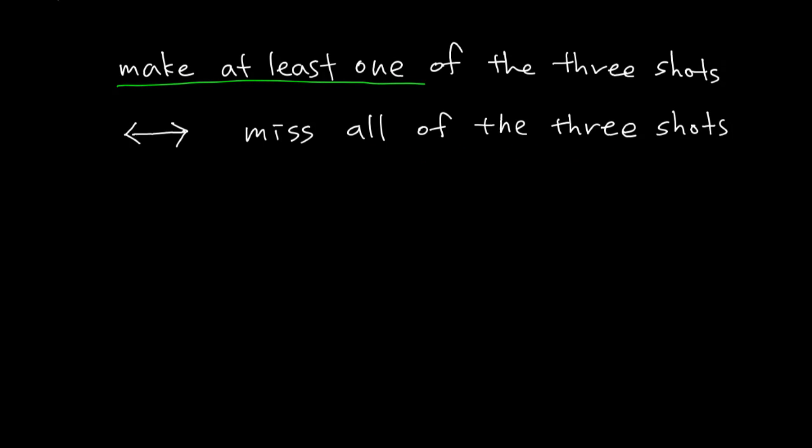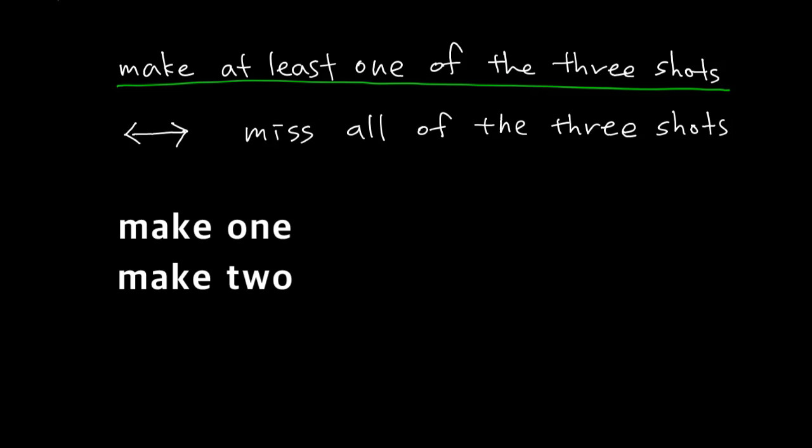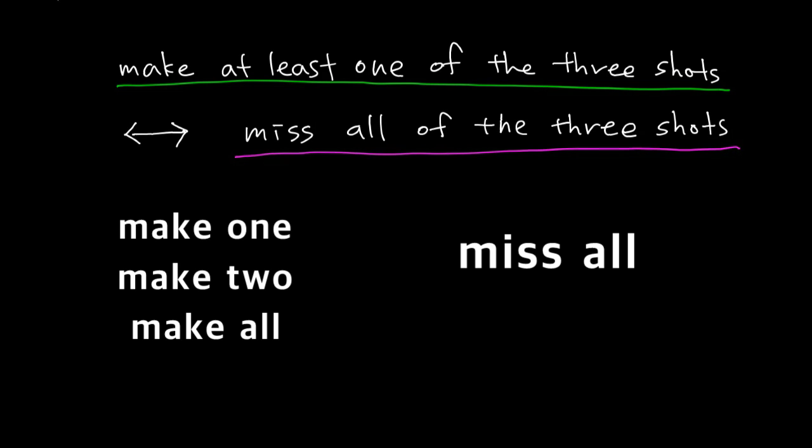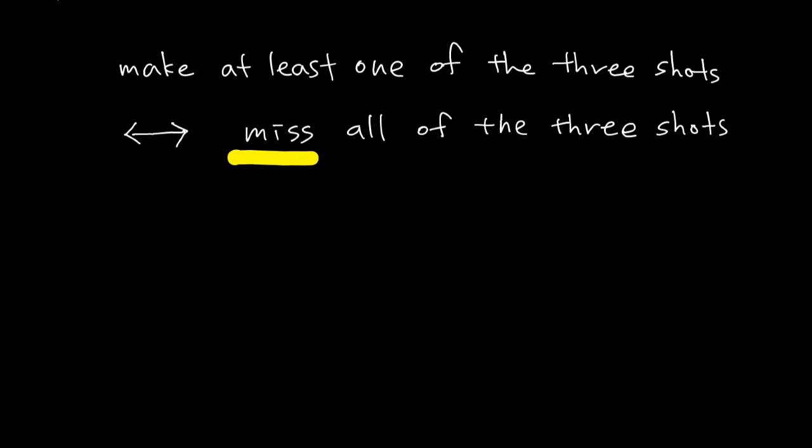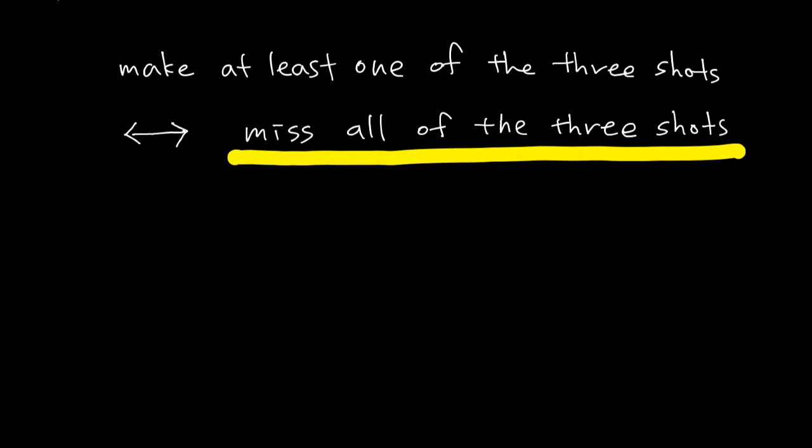When we say make at least one of the 3 shots, that includes making just one of them, or 2 of them, or all 3 of them. And the only possibility that is left to happen is missing all of the 3 shots, making none of them. And let's find the probability of this event.